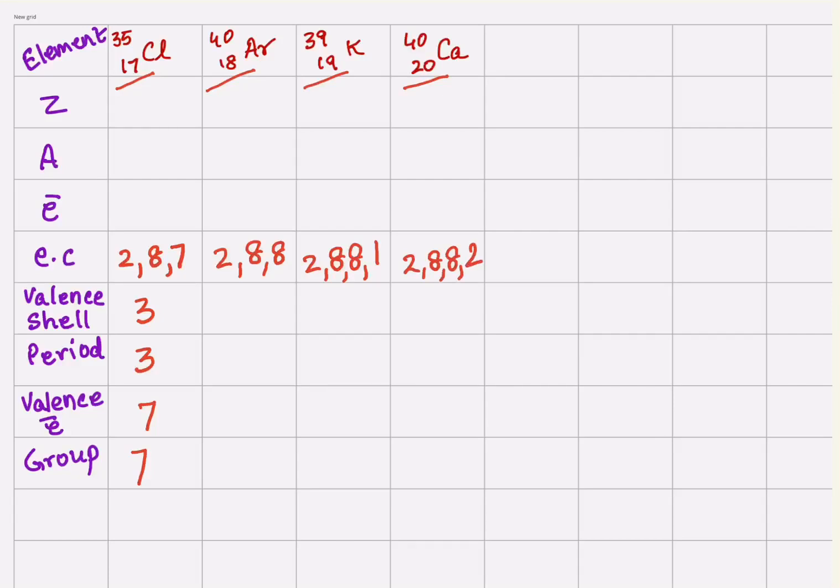We have already discussed why we are not writing it as 2, 8, 8, 2, 8 and 9 or 2, 8 and 10. Why are we not writing it like that? So here the valence shell is 4th, right? So the period number for both of them is 4. Valence electrons here 1, so group number 1. Valence electrons here 2, group number 2.